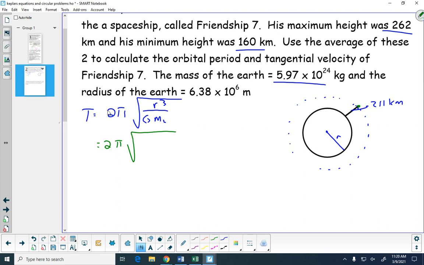That's the radius of the Earth, but then what else do we have to do with that? Add the 211 kilometers. Okay, so we have problems here. We have kilometers, we have meters. Since we're dealing with G and M, we should probably change them all to meters, because newtons are kilogram meters per second squared. We should put it all into meters. So we have 6,380,000. That's 1, 2, 3, 4, 5, 6. Okay, that's kilometers, and we have 211.